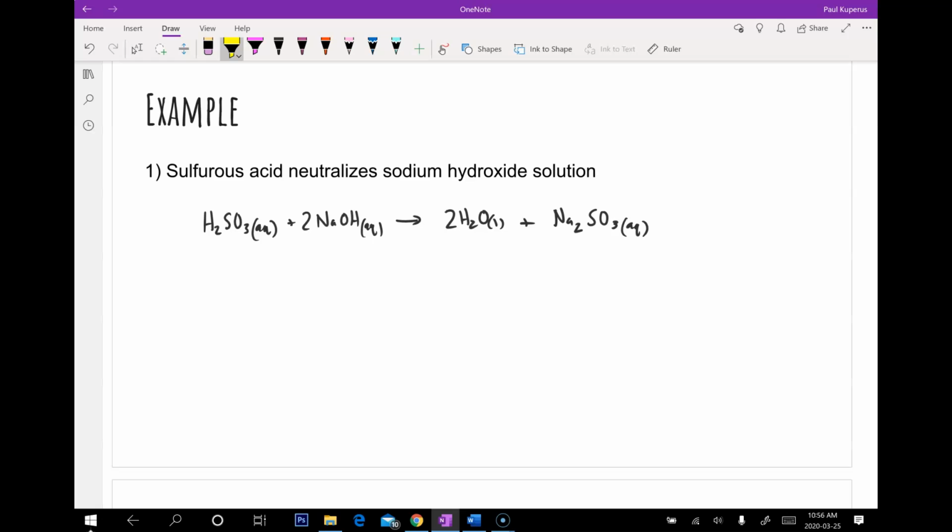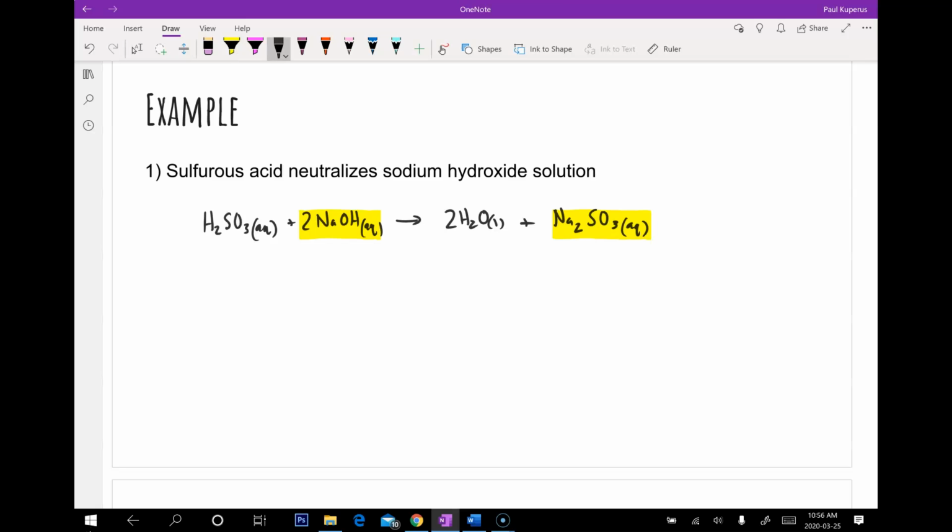Sodium hydroxide is an ionic compound. It has a metal and a non-metal polyatomic, so we will dissociate this. Water, a molecular substance, does not change. Finally, sodium sulfite is a highly soluble ionic substance. We will dissociate that.